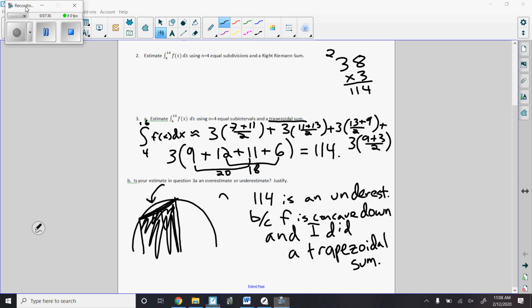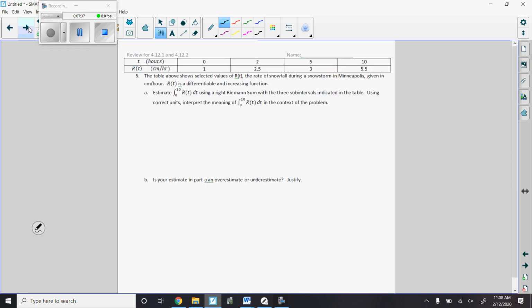Let's go to the next problem I wanted to look at, problem number 5. Let me just move this over. Problem 5 has a table. I notice now that my t values are not evenly spaced. The first one is a width of 2, the second one is a width of 3, the third one is a width of 5. So I can't do the trick that I did in the last one and just factor out a 3, because they're not equally spaced. Let me take a look at the units. t is in hours, R of t is in centimeters per hour. So I know R must be some kind of rate.